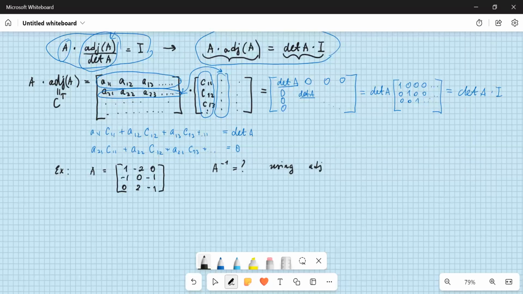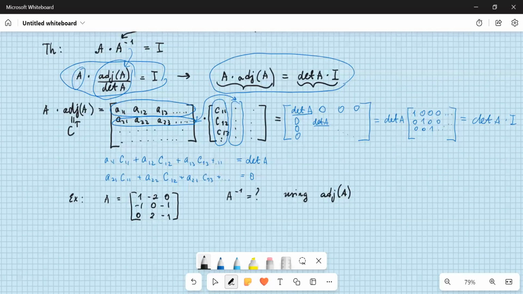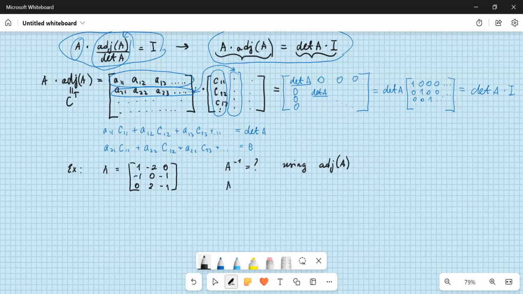Okay, I'm going to write down just adjoint A. How are we going to do this? Well, let's look at the formula for inverse. A inverse is equal to adjoint matrix divided by determinant of A. So maybe a good idea to find the determinant of A first, because we'll need a number in the denominator anyway, and then we are going to build this adjoint matrix.